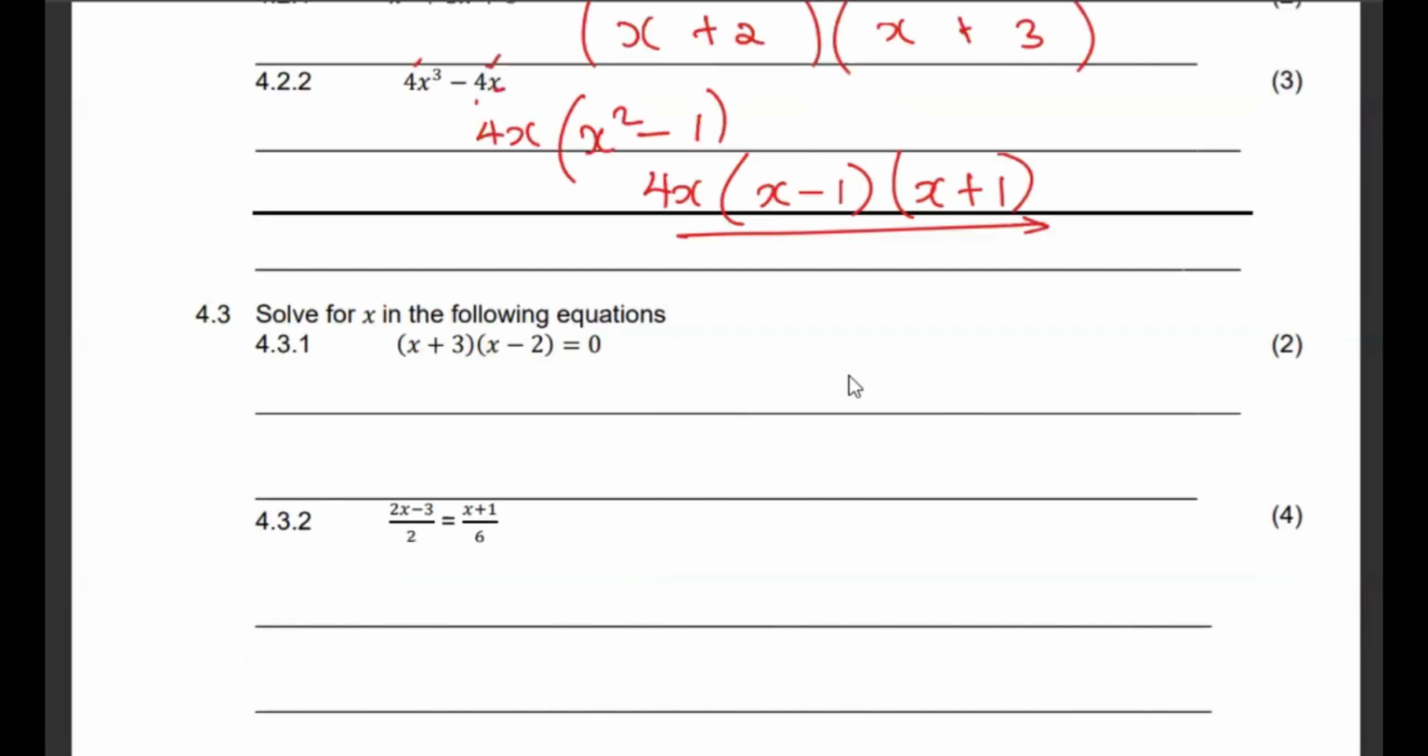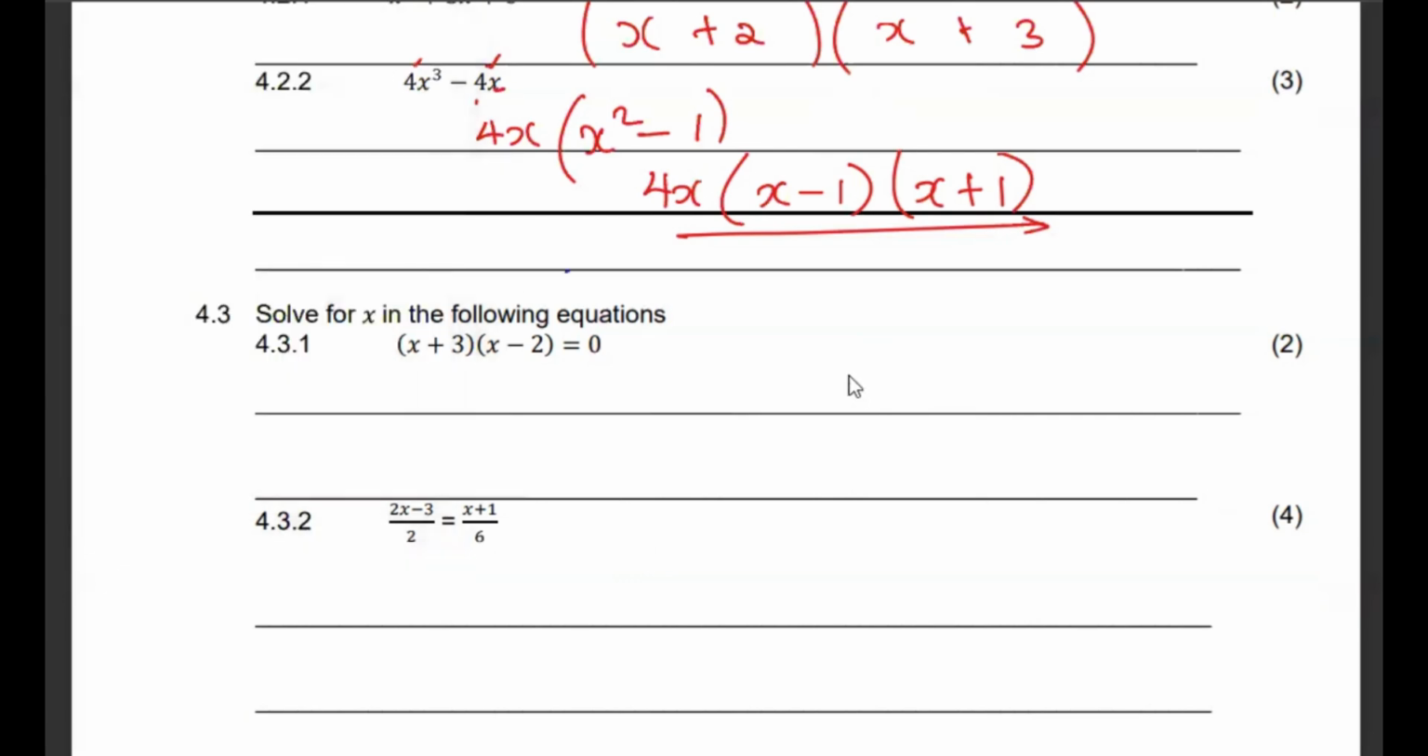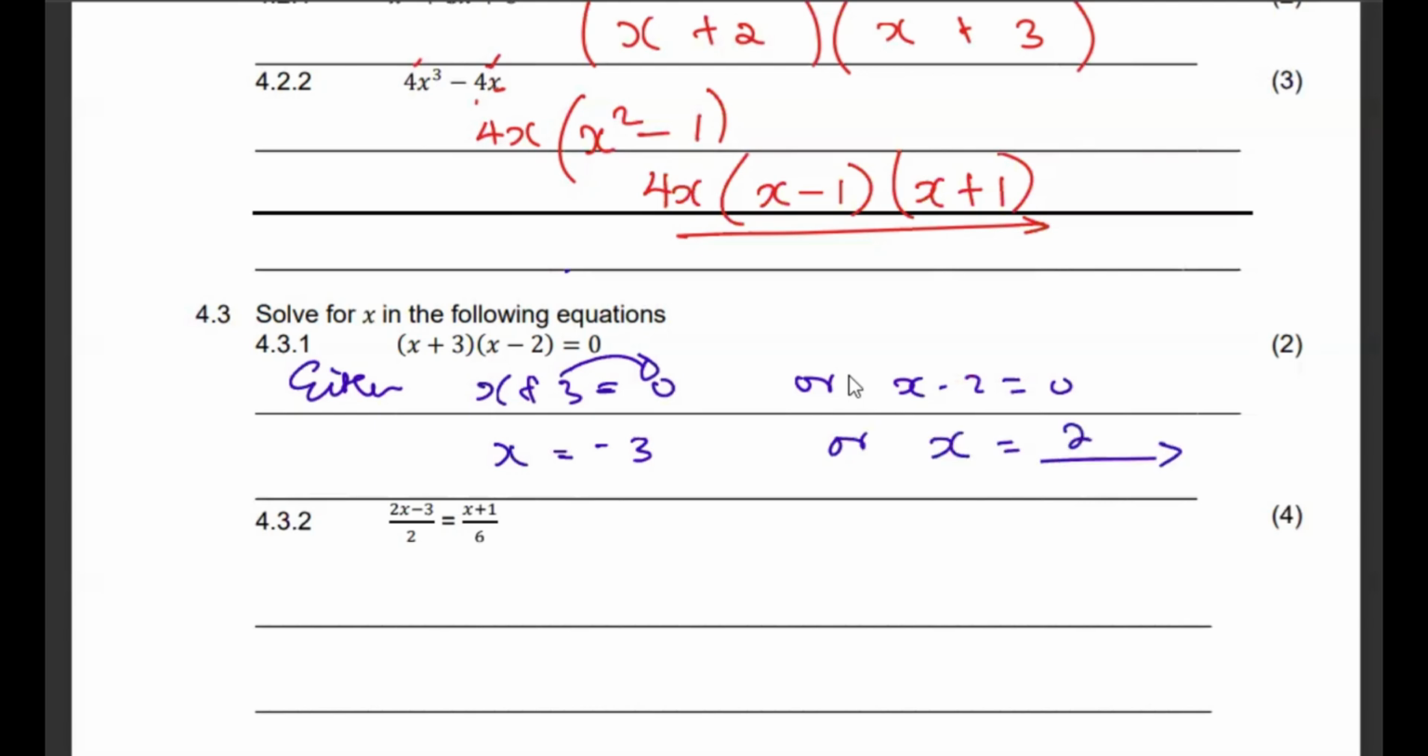And then 4.3, we need to solve these equations. The first one is a quadratic equation. 2 brackets is equal to 0. So either x plus 3 is 0 or x minus 2 is 0. If x plus 3 is 0, let's move the 3 to that side, meaning that x is going to be negative 3. If we move the 2 to that side, x becomes a positive 2.